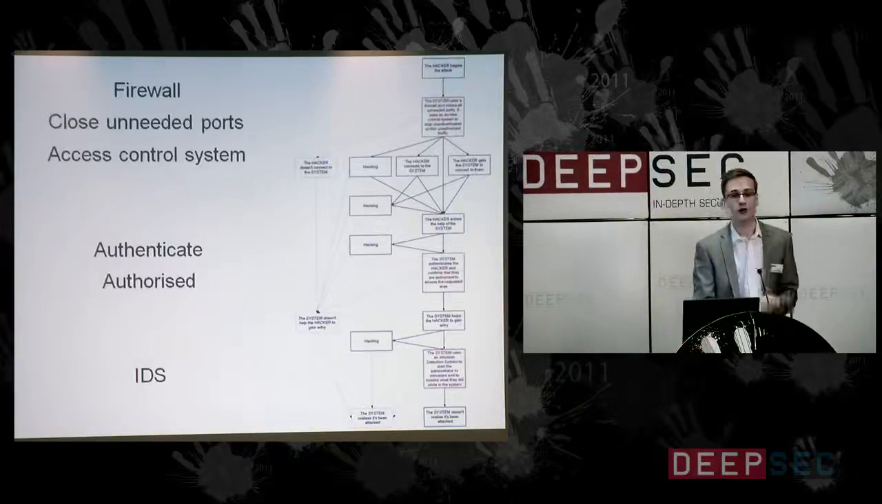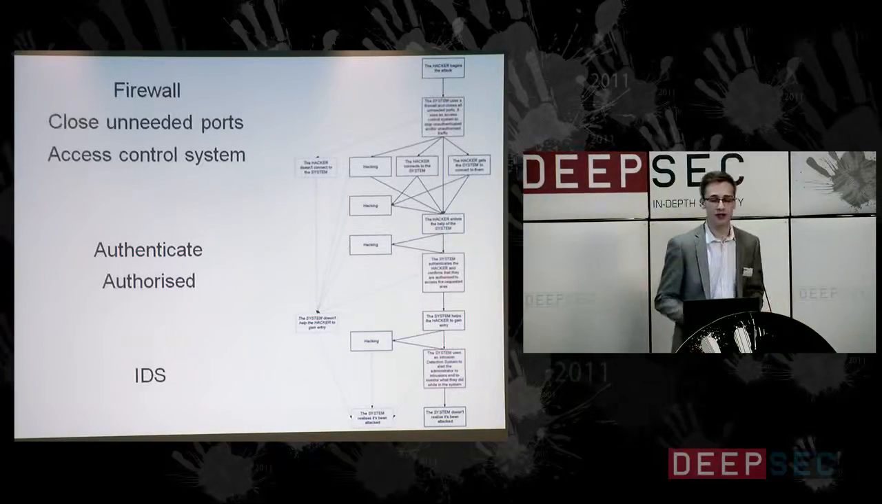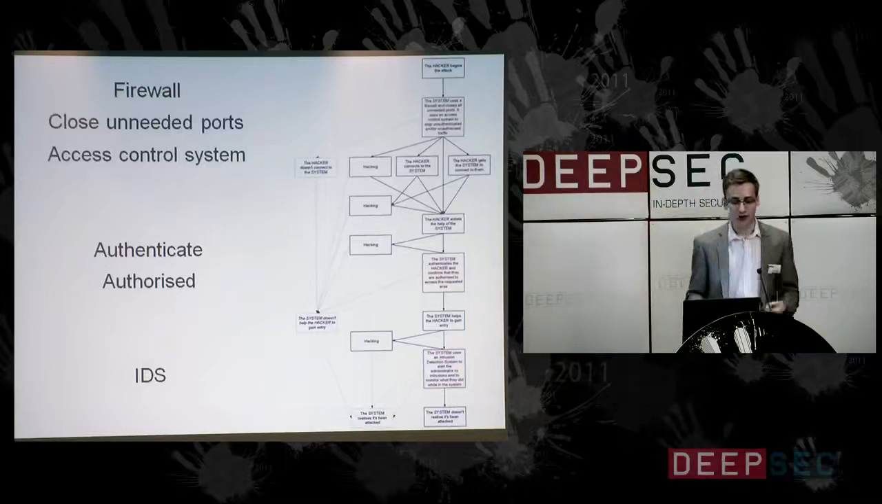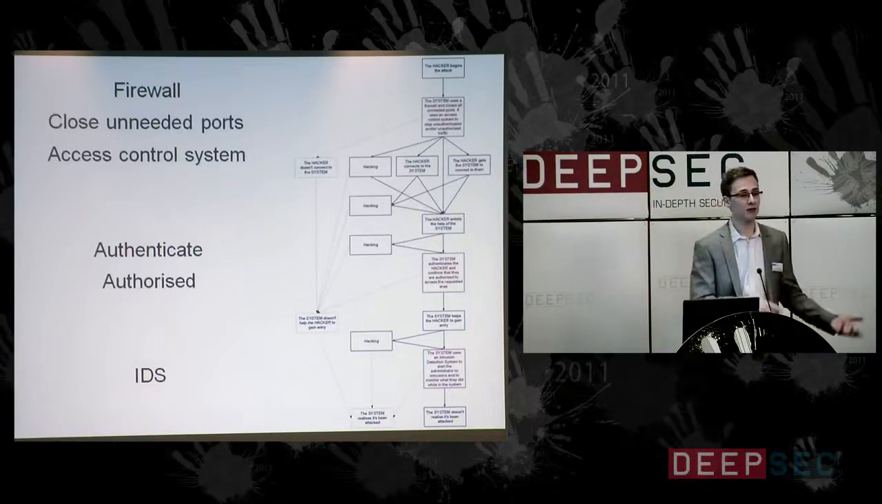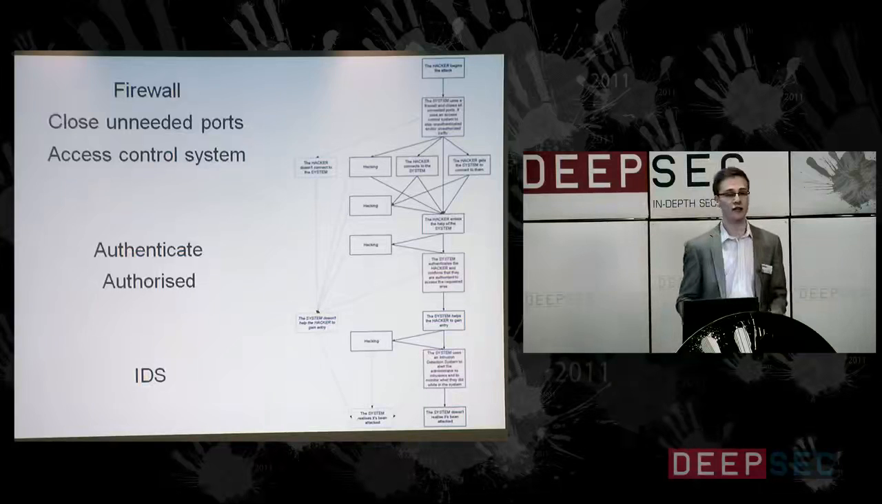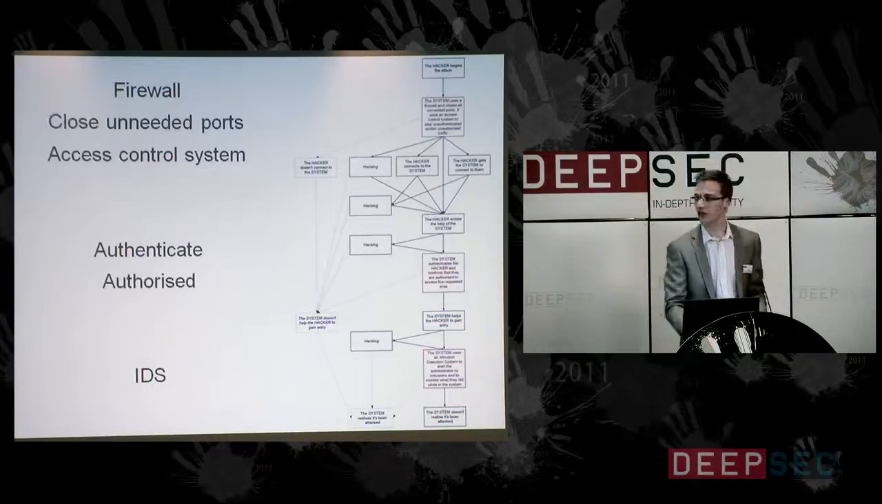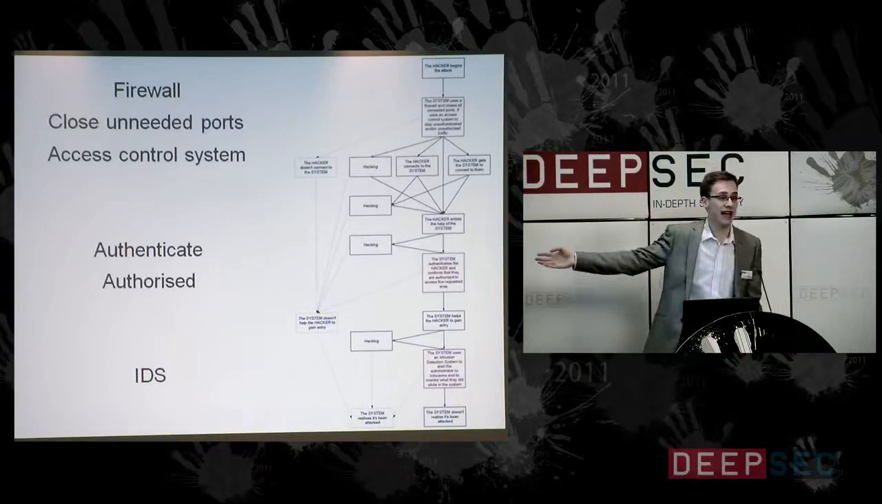With gaining entry, how do you stop someone gaining entry into your system? Well, you can have a firewall. You can close any unneeded ports. You can use an access control system. Again, if they've connected to your network, you can then authenticate them and confirm they are authorized to access that server, that part of the web app, whatever. And if they do succeed in getting through all that, you can at least make sure you know about it. You can use an IDS.